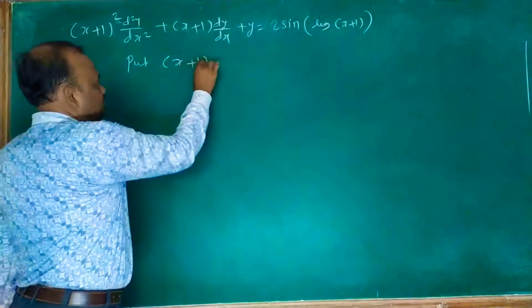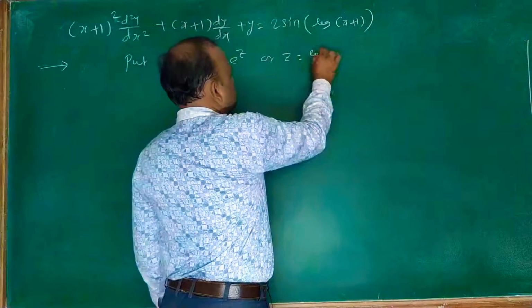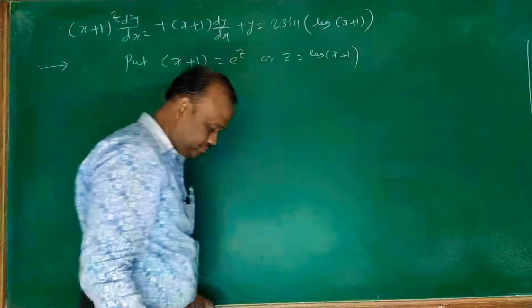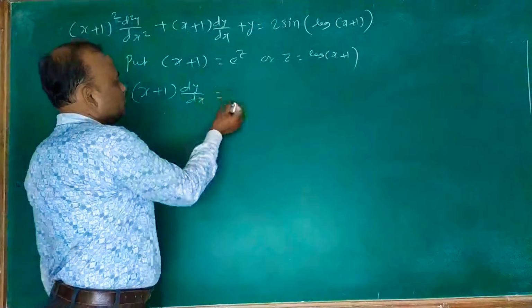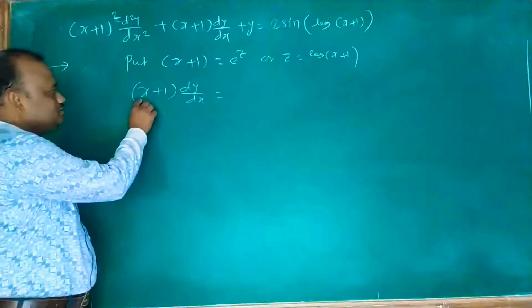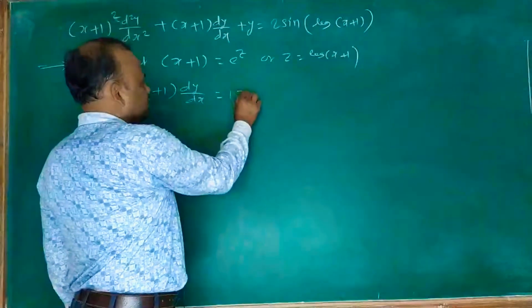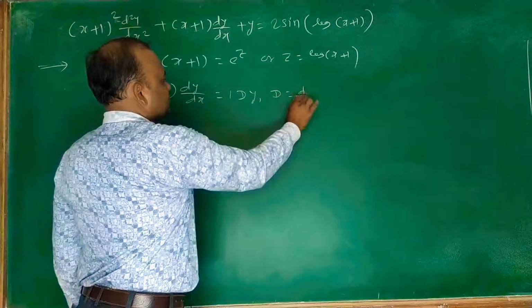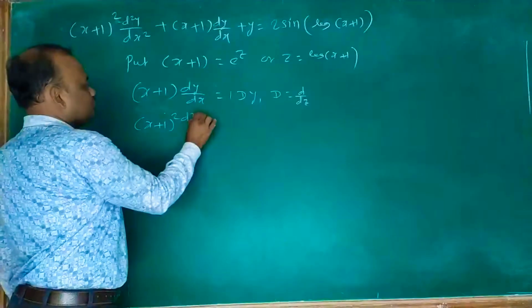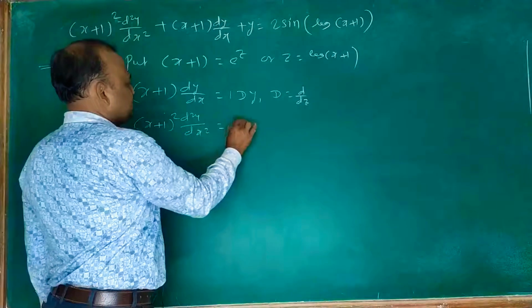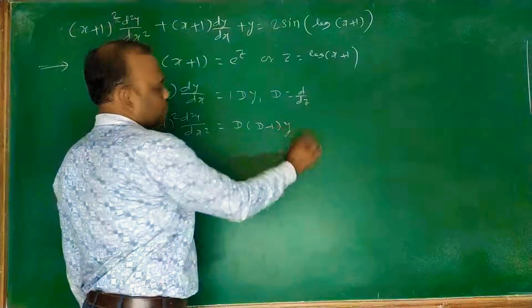x plus 1 is equal to e to the power z, or z is equal to log of (x plus 1). Okay, and the next substitution is the same as the last problem, that is (x plus 1) into dy by dx is equal to a dy. But what is a here? x plus 1, if we compare with ax plus b, then a is 1, so 1 into dy, and capital D is d by dz. Then (x plus 1) whole square into d2y by dx square is D into (D minus 1) y. So this is the substitution.